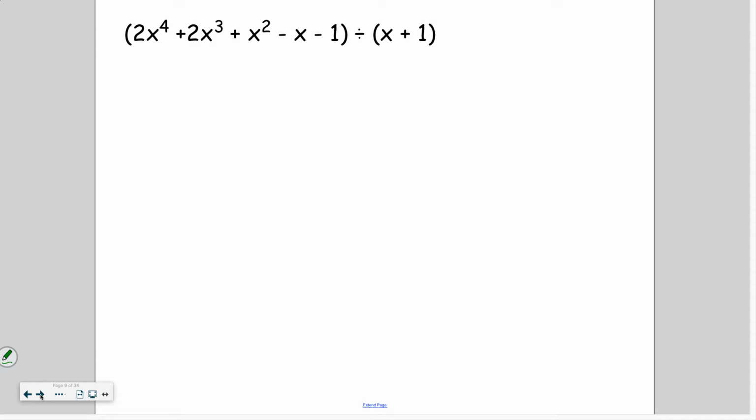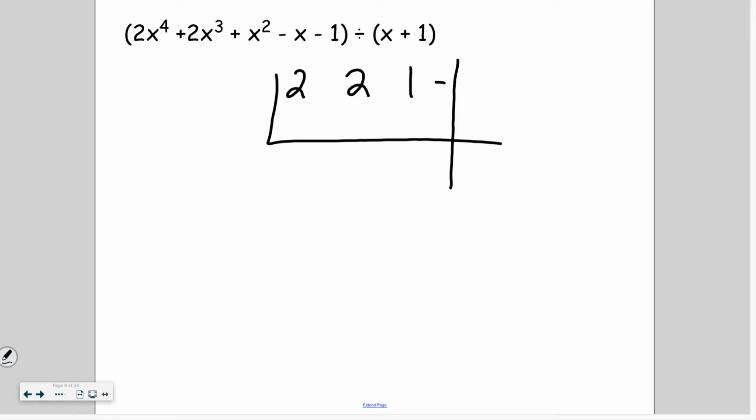All right, I want you to pause it and see if you can try these. You know synthetic division, we've been doing it. And then unpause the video and see if you get the same thing that I did. Okay? Remember, make sure that they're in standard form and make sure you're using the right numbers, okay? So if I look at this one, I have a 2, a 2, a 1, a negative 1, negative 1, I'm going to divide by negative 1.